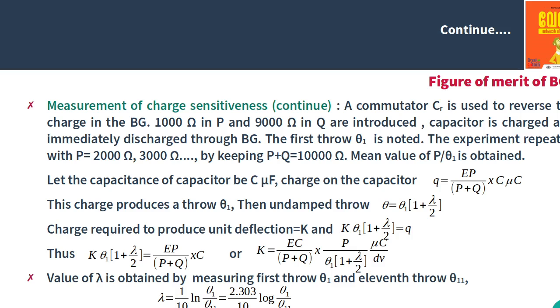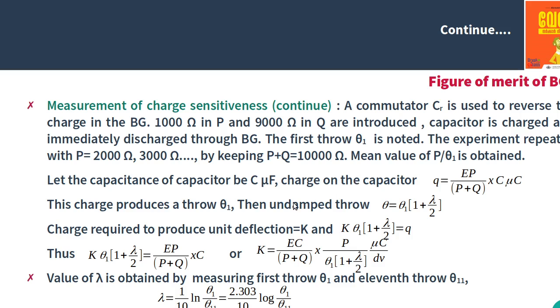So that is the way in which we will perform the experiment. Now how will we do the calculation? Let the capacitance of the capacitor that we used be C microfarad. We are assuming that we took a capacitor with capacitance C, C microfarad, not 10 raised to minus 6 farad.